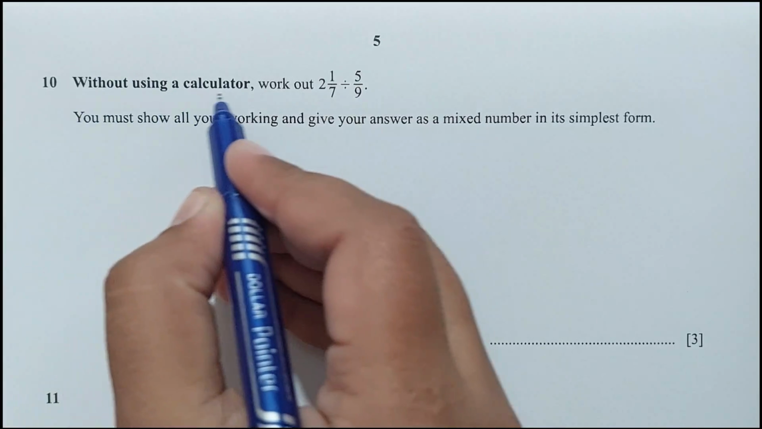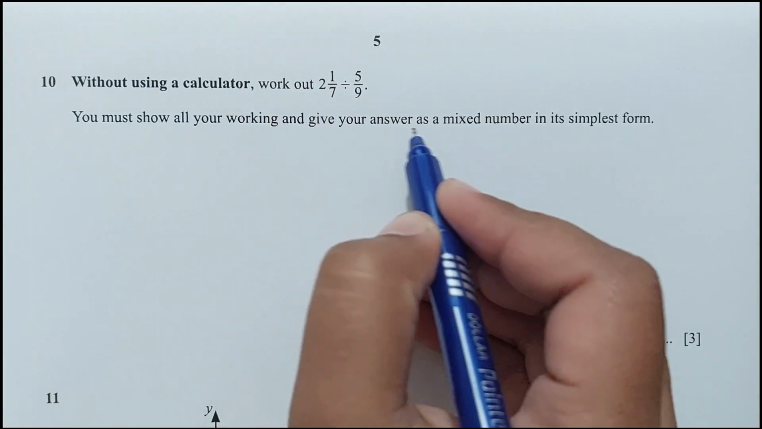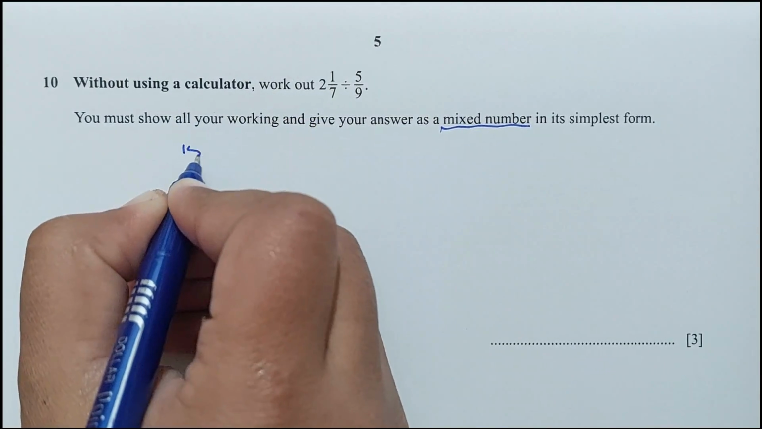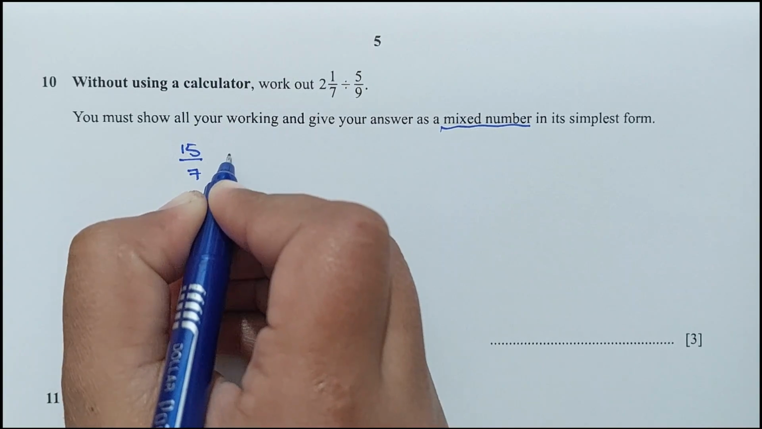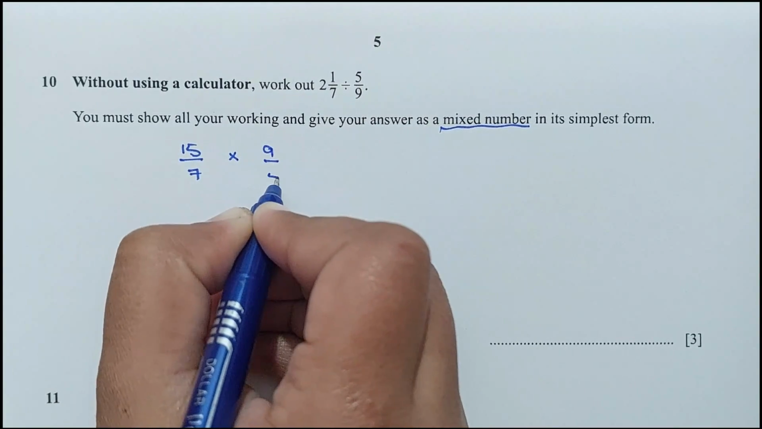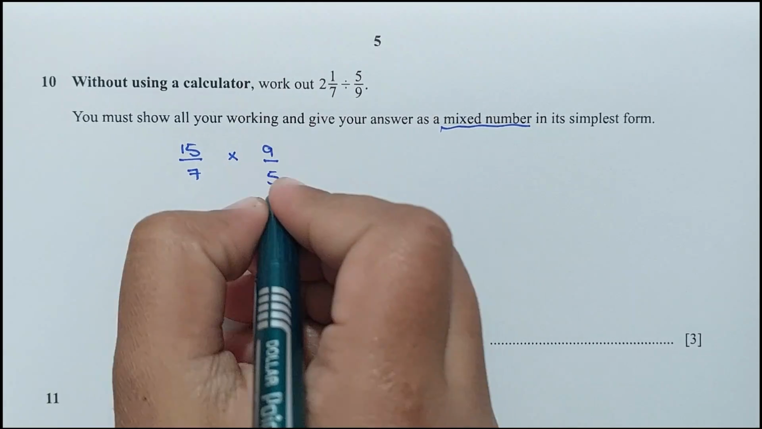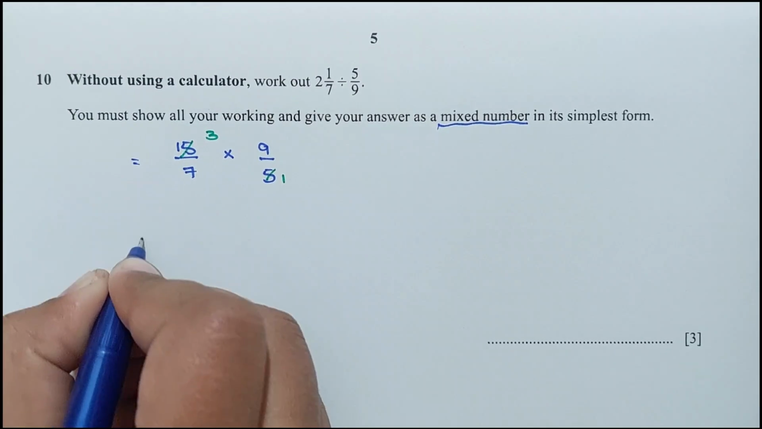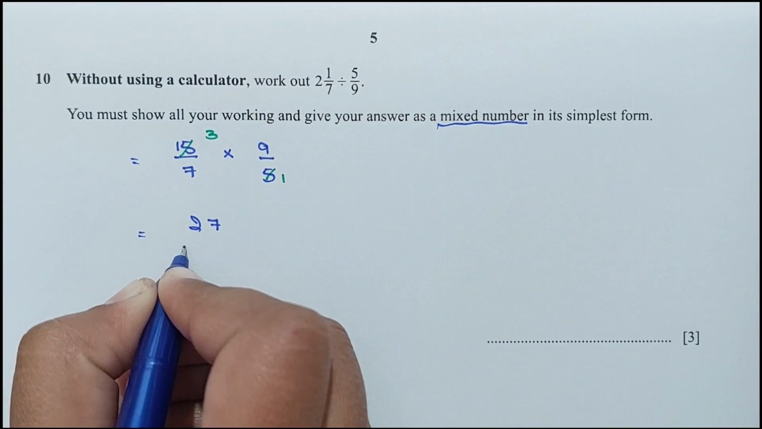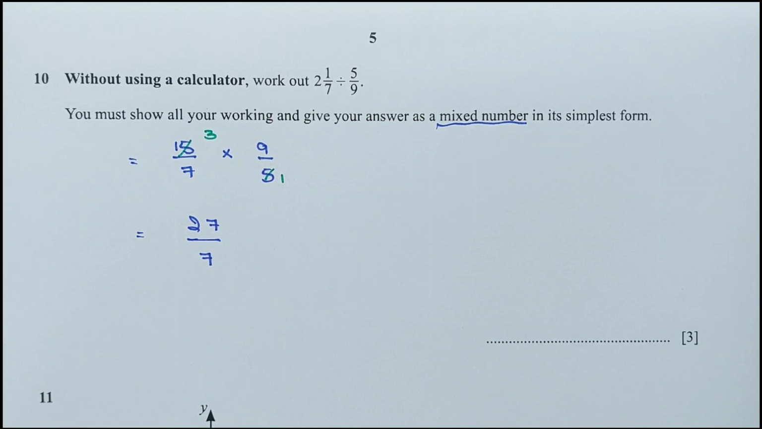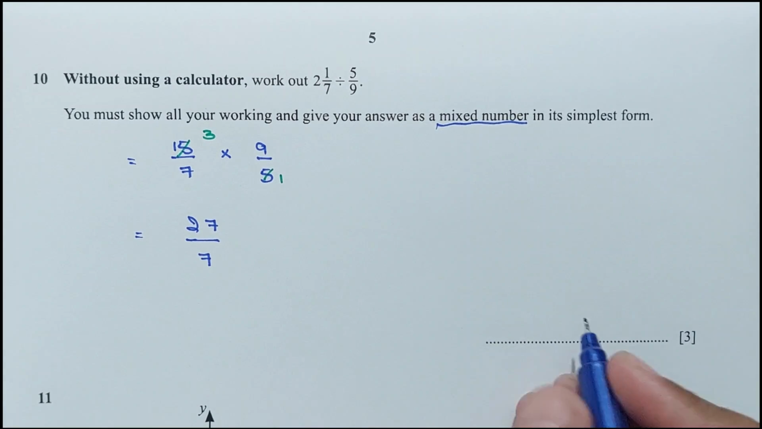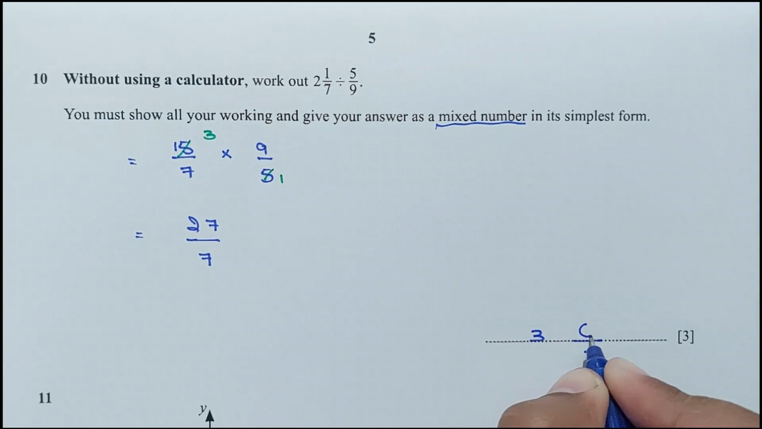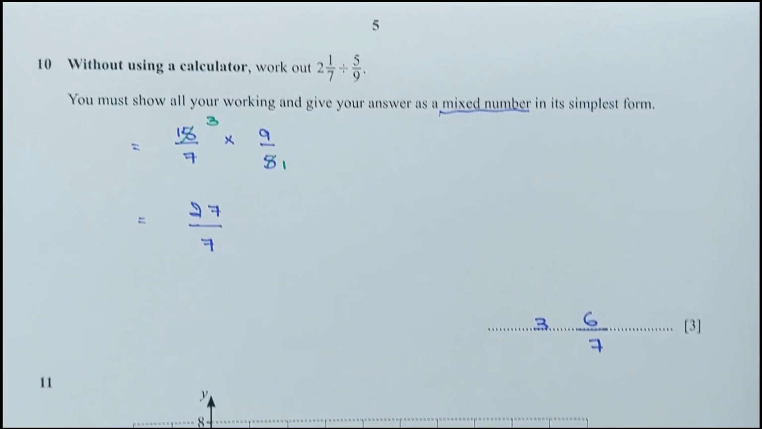Question number 10, without using a calculator, work out. You must show your working and give your answer as a mixed number in its simplest form. 7 times 2 is 14, 14 plus 1 is 15 out of 7. Division turns to multiplication, so the reciprocal is 9 by 5. 5 times 1 is 5, 5 times 3 should be 15, and 3 times 9 is 27, out of 7. As a mixed number, 7 times 3 is 21, and we add 6 to get 27. So 3 and 6 by 7.